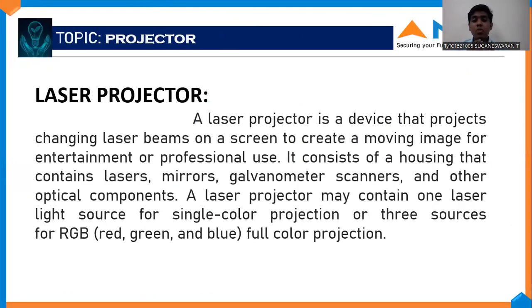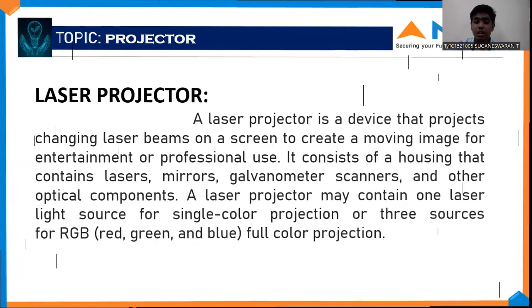I will first explain about the laser projector. A laser projector is a device that projects a changing laser beam on a screen to create moving images for entertainment or professional purposes. It consists of a moving housing that contains laser mirrors, galvanometers, scanner, and other optical components. A laser projector may contain one laser light source for single color projection or three sources for RGB, namely red, green, and blue, full color projection.